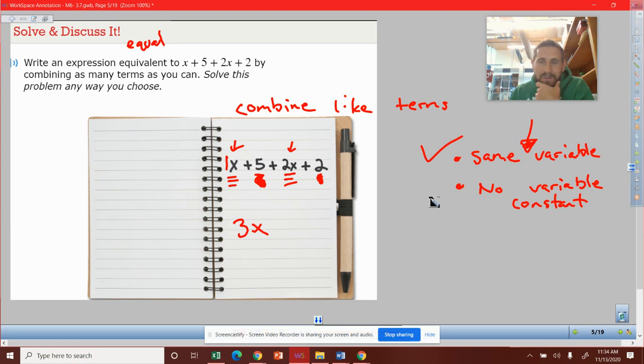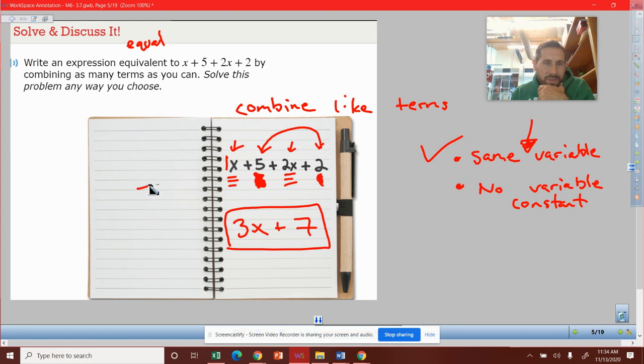Now we've taken care of the ones with a variable. Now let's look at the ones that don't have a variable. And I put this little squiggly underneath them, sloppy, whatever it is. But you just now have to do, what's 5 plus 2? 7. So there, this equals the same thing as what we started with.